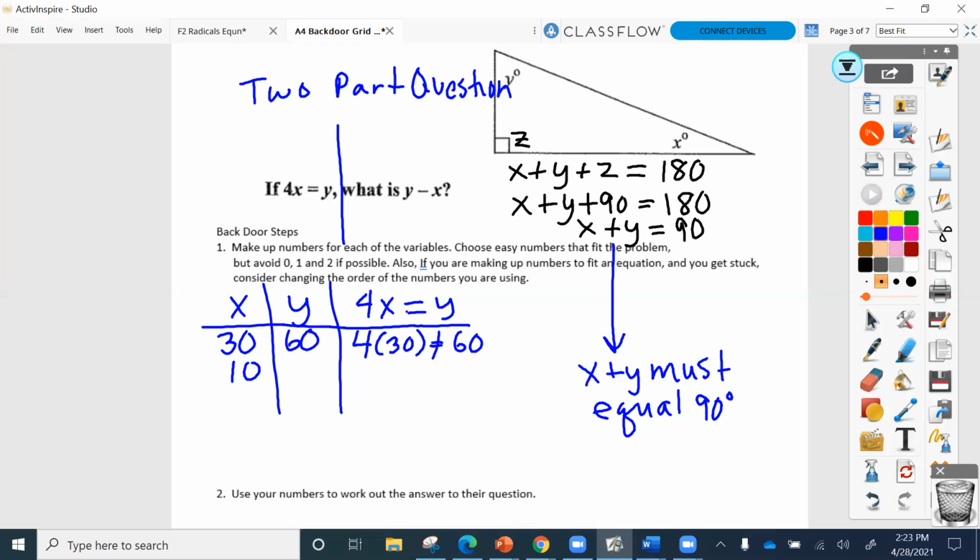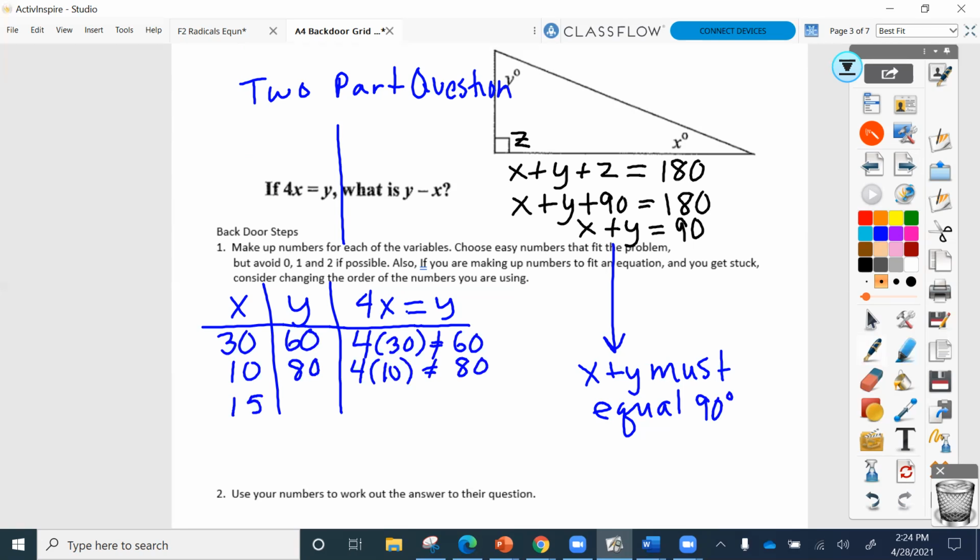What if x were 10? Well, y would have to be equal to 80, right, in order to add up to 90 degrees. So let's try that. 4 times 10, oops, let me make that legible. Does that equal your y value of 80? Nope, doesn't work. So we're going to try a number that's a little higher.